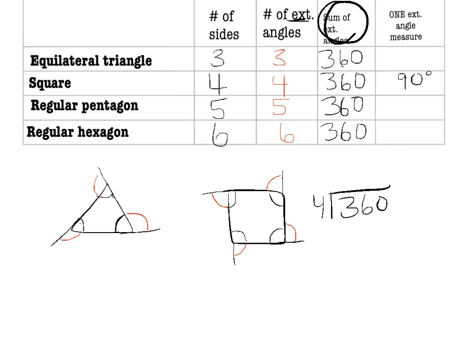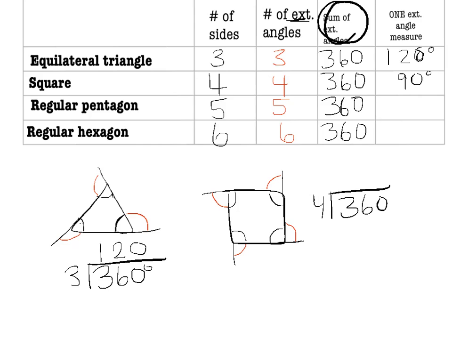For my triangle, I have the 360 degrees. Since it's equiangular and equilateral, that means that these outer angles are also the same. But now instead of sharing between 4, they're sharing between 3 angles. That means I've got 120 degrees for one angle.